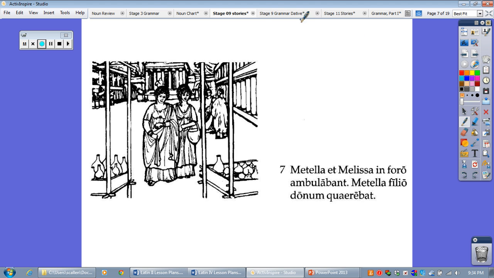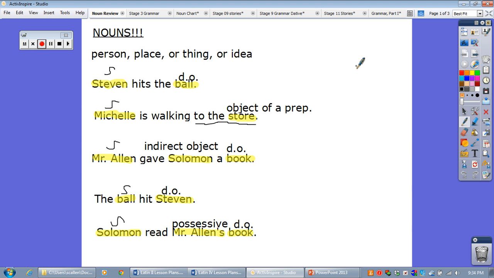So, using those sentences as an example, we're going to get into a new case. Let's take a look at how nouns are used in English. Let's go back to that for a second. We talked about subjects and direct objects, right? Stephen hits the ball. Also, objects of a preposition, like to the store. Store would be the object of the preposition.